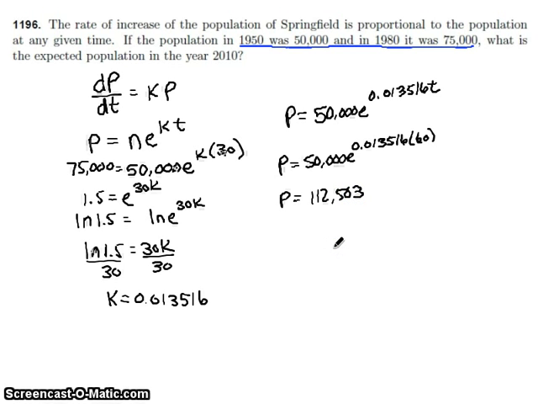So, if you see proportional, the change is proportional to the thing that is changing, we know that dP/dt is equal to kP. That's going to turn into Ne to the kt, plug in the stuff you know to solve for the things you don't, and move on from there.